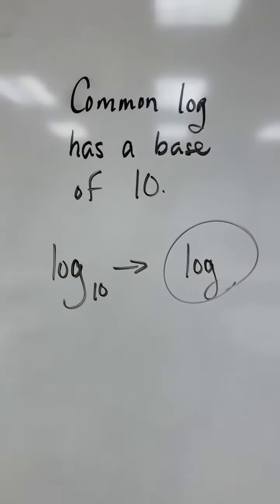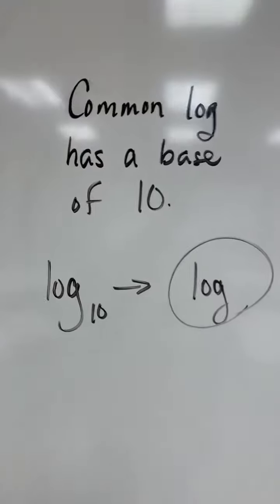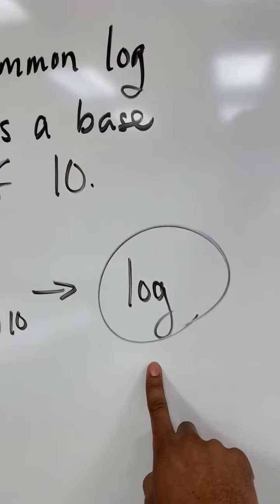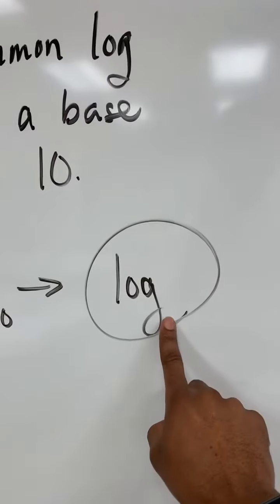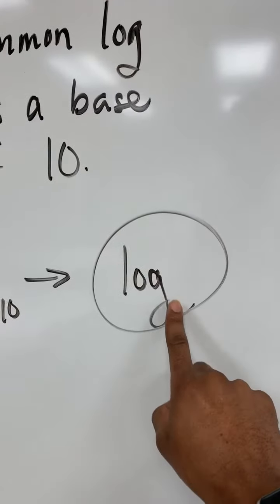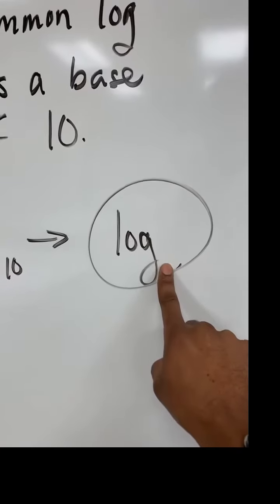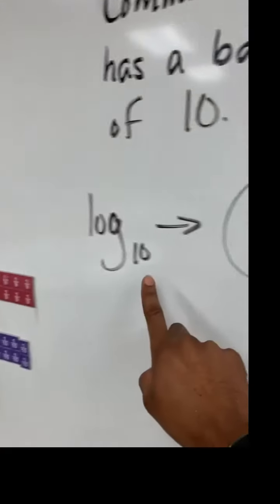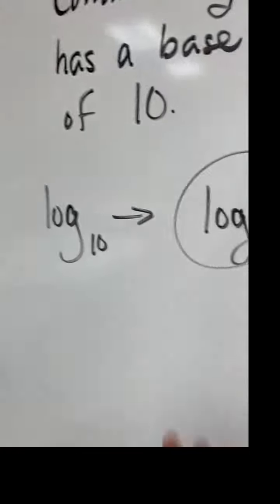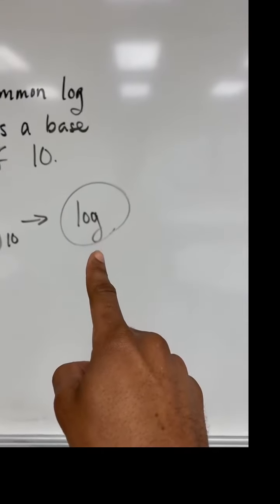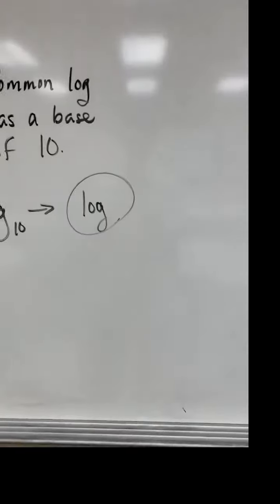Common log. A common log has a base of 10. So a log with a base of 10 is what we call the common log. The way we write a common log is without the 10 showing, all right? So that's understood to be a 10. If you don't see any number here, it's understood to be a common log. So that's the main thing. A common log has a base of 10. This is how we write a common log, just log.